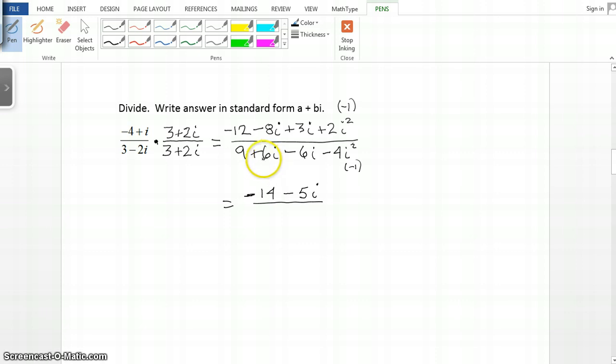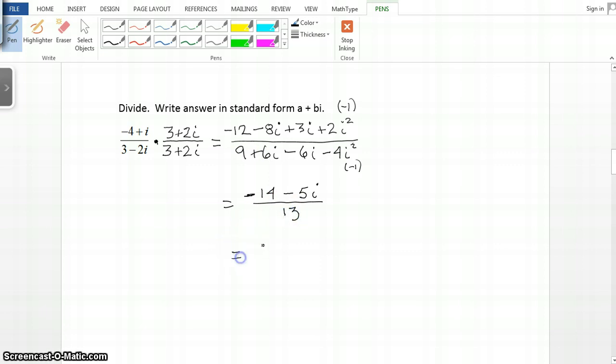Then across the bottom, look at these imaginary parts. This is what happens every single time you multiply a complex number times its conjugate. Those imaginary parts will cancel. So if I subtract 4i squared, I'm actually adding 4 to 9, which gives me 13.